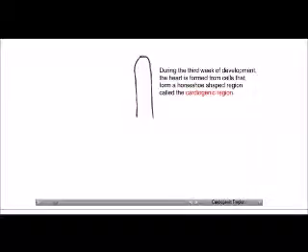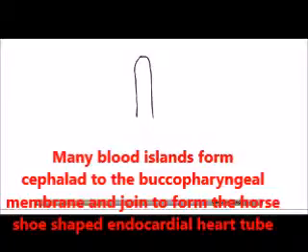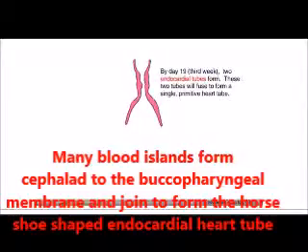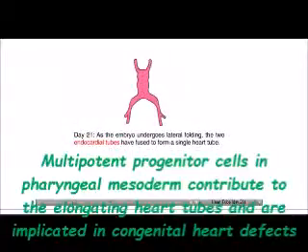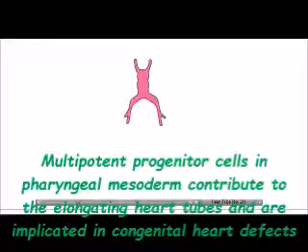During the 3rd week of development, the heart is formed from cells that form a horseshoe-shaped region called the cardiogenic region. By day 19, 2 endocardial tubes form. These 2 tubes will fuse to form a single primitive heart tube. As the embryo undergoes lateral folding, the 2 tubes fuse to form a single heart tube.